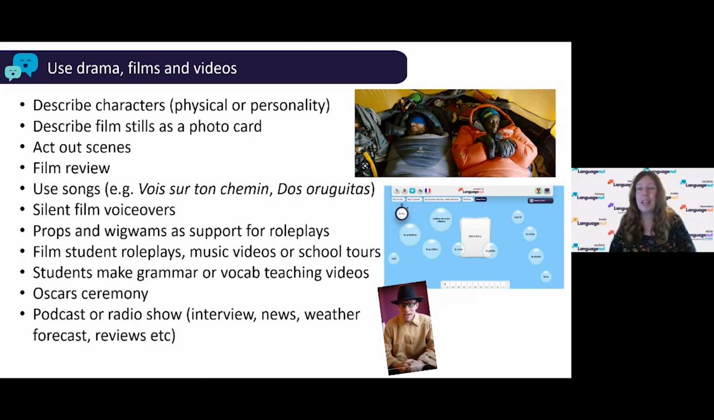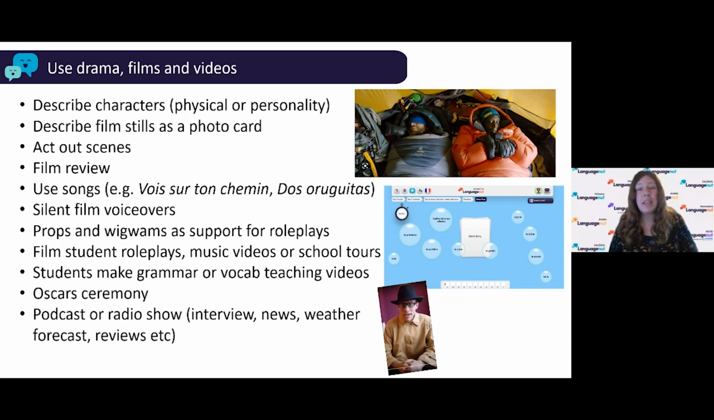Or school tours is another one. So if you're doing the subject of school, something I always used to get them to do is to write a tour of the school in the target language, and then they would go around and film it, saying, you know, voici la cantine or whatever, and maybe a bit more information if they can. So that's a really nice project that they love to do.